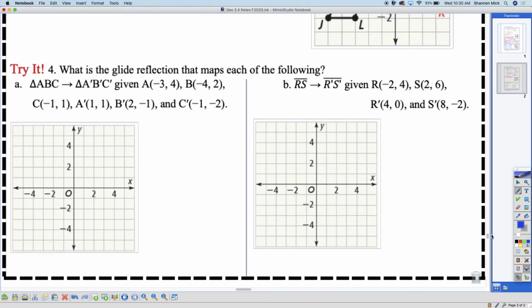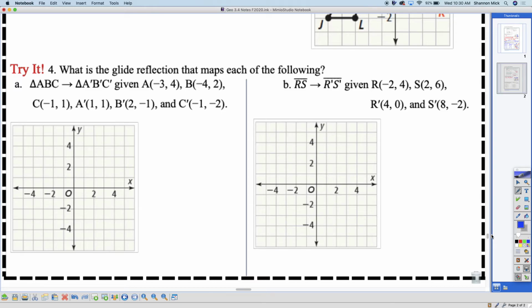So what is the glide reflection that maps each of the following? I like to graph them so I can see it, because when I just look at the points, it doesn't help me very much. Like if I just look at those points, I'm like, huh? It's easy to just look at the points and graphing it. So A, B, C. Let's graph A, B, C.